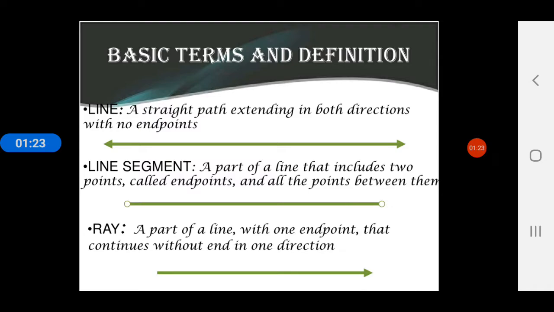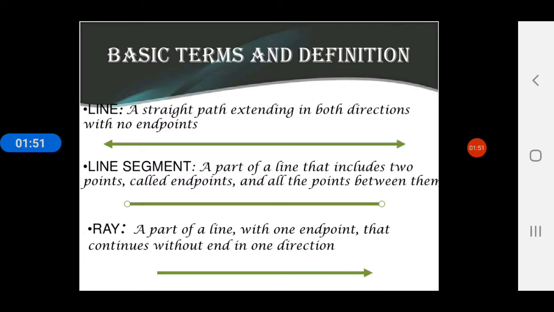Next is line segment. Line segment is a part of line which is having 2 endpoints. These 2 endpoints are known as endpoints. Next is ray. Ray is also a type of straight path which is having one endpoint and it can be extended in one direction indefinitely.